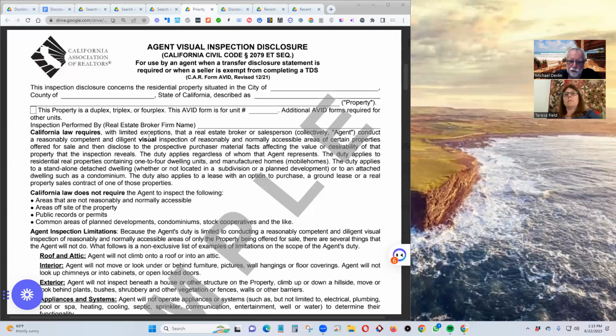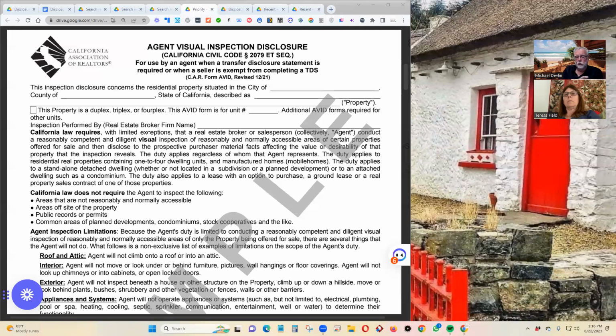So one of the functional parts of this, right now, if you represent the seller, you ought to be doing this before you put it on the market. Right?